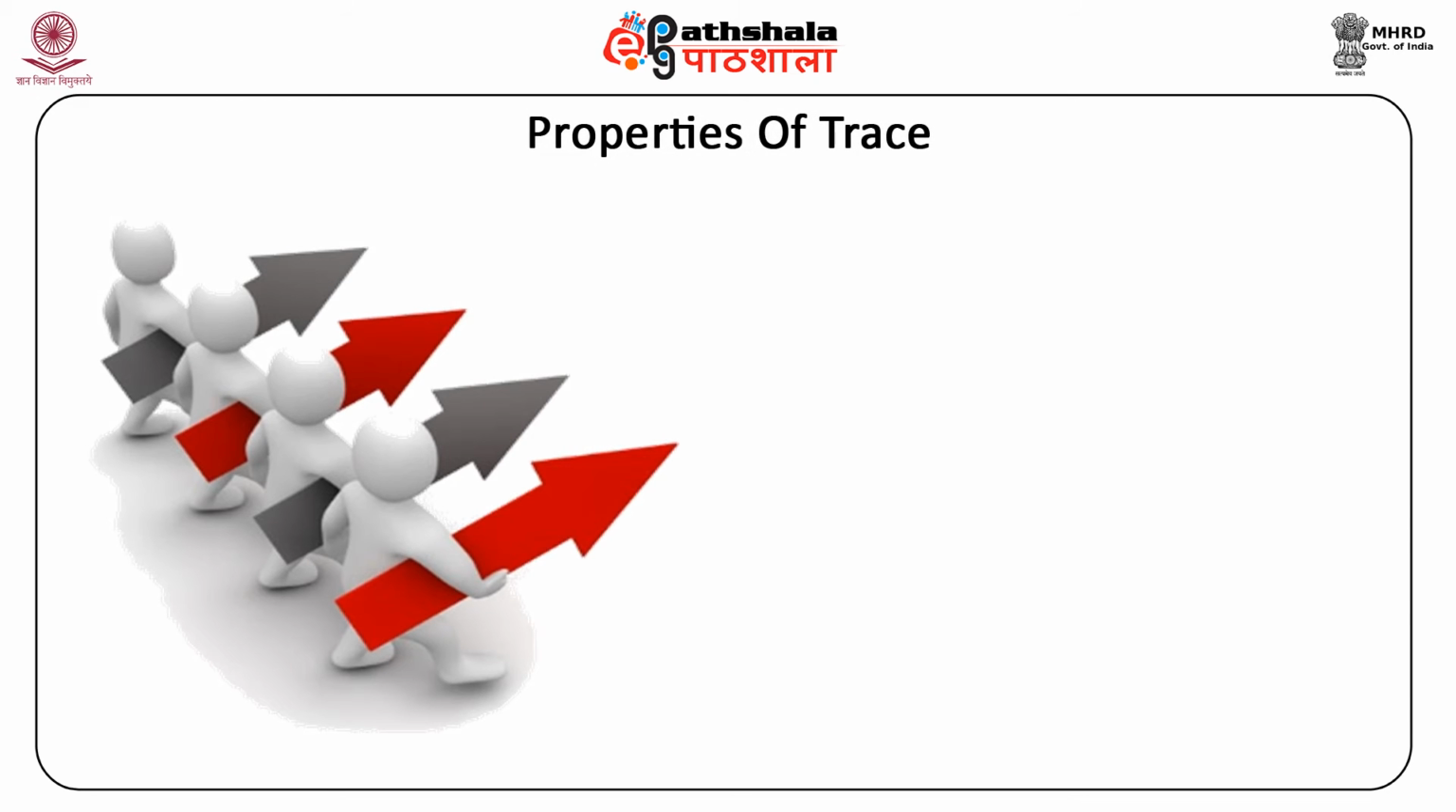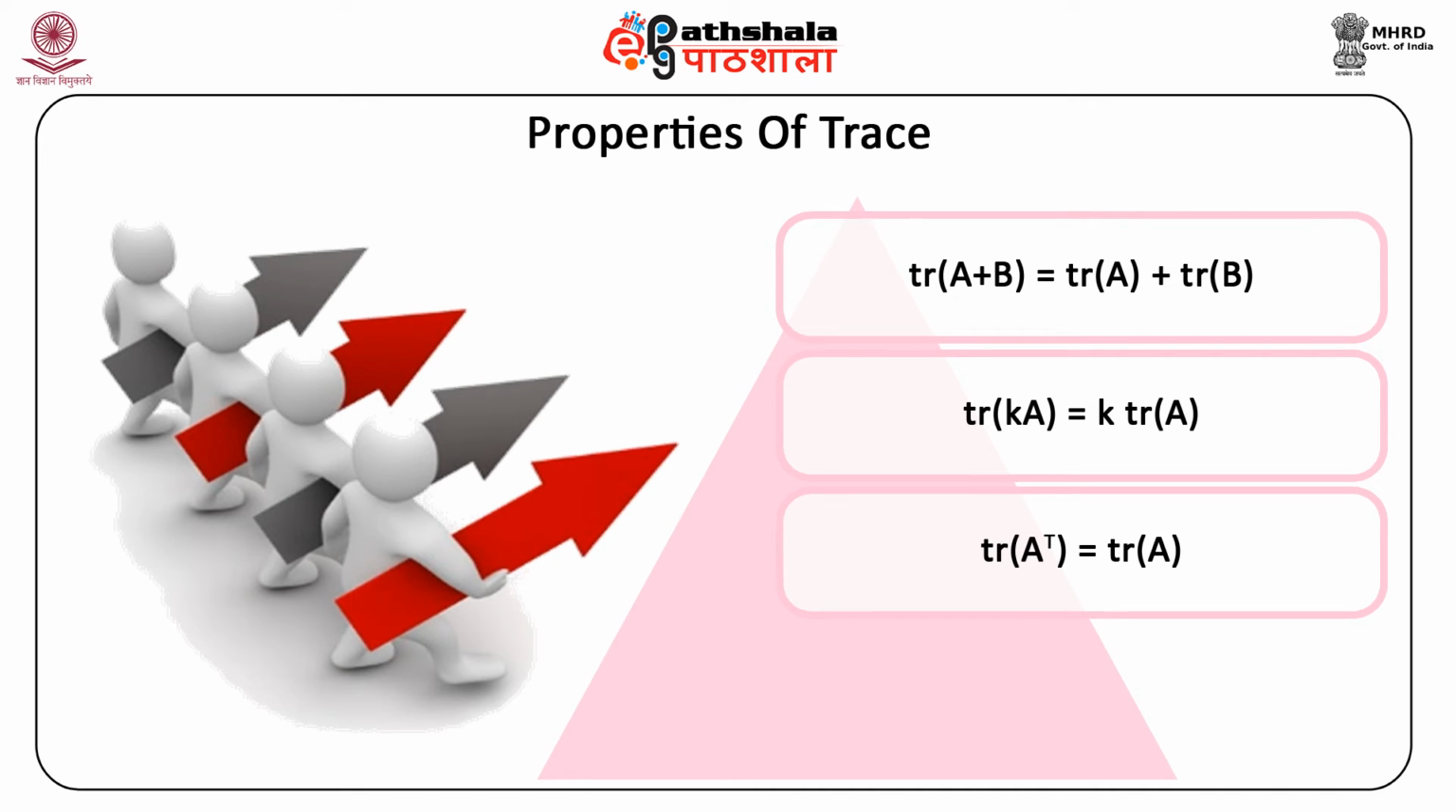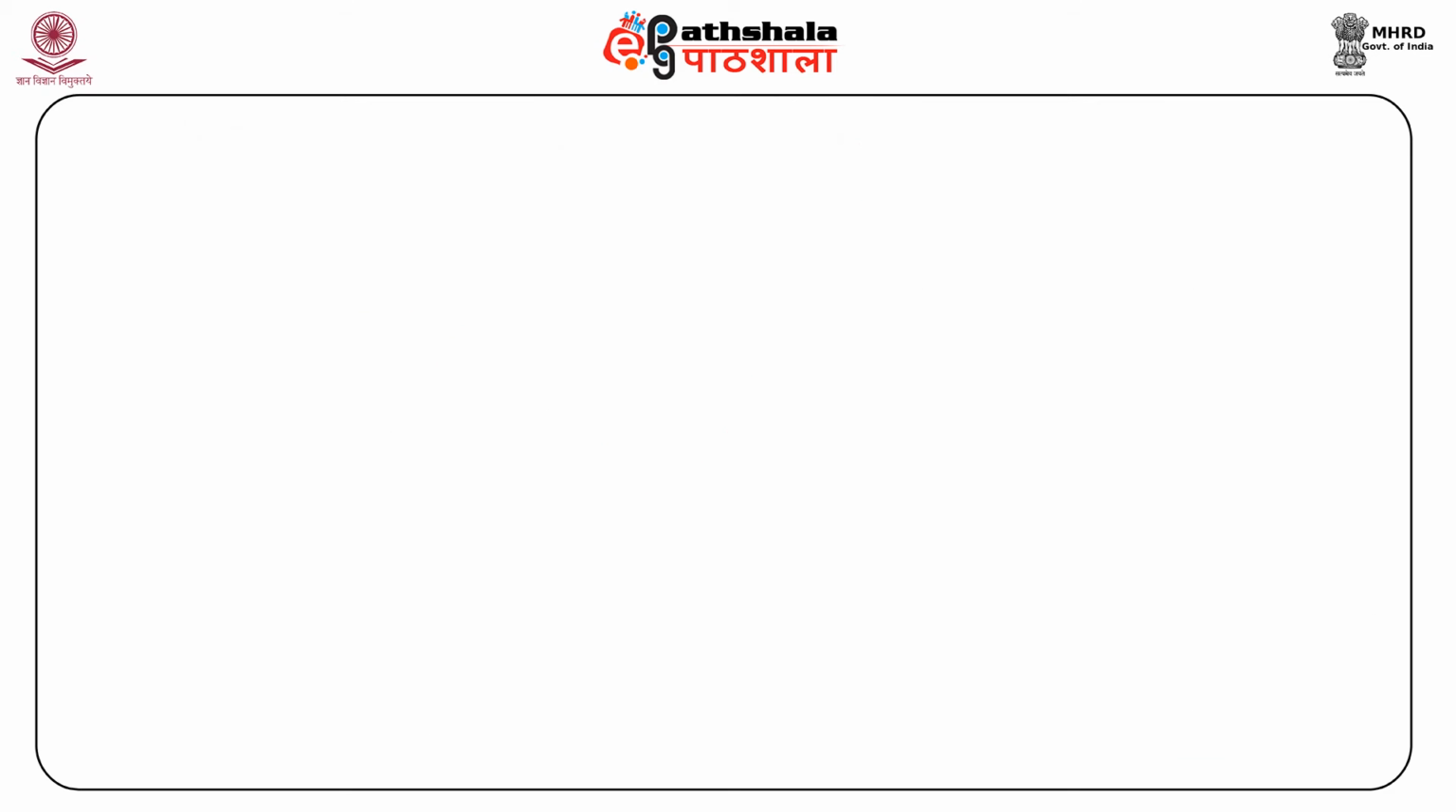Properties of trace. Trace of A plus B is equal to trace of A plus trace of B. Trace of KA is equal to K times trace of A. Trace of A transpose is equal to trace of A. Trace of AB is equal to trace of BA.